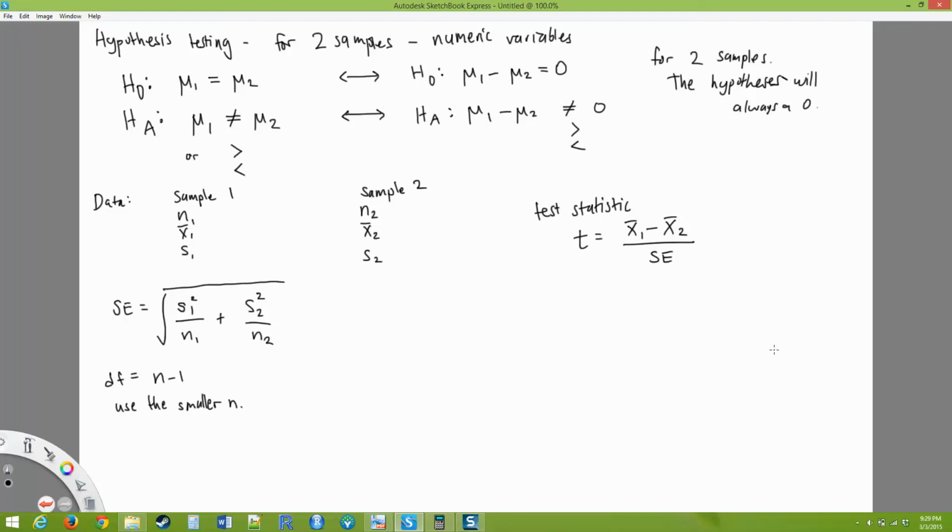When you have a test statistic, what's the next thing you do? You look up your test statistic in the table, okay? Which table are we using? T-table, good. And then we get a p-value, right? We get a tail area, which we use to get our p-value.